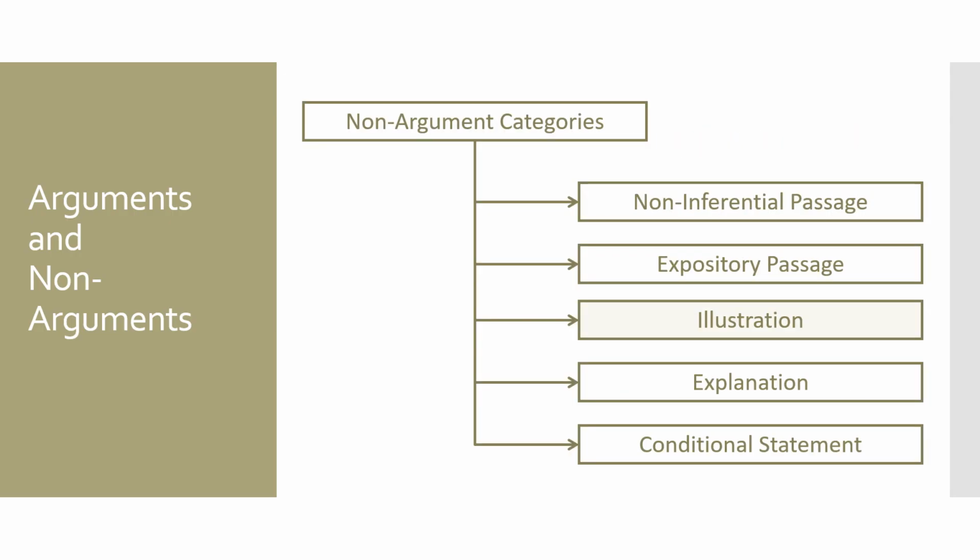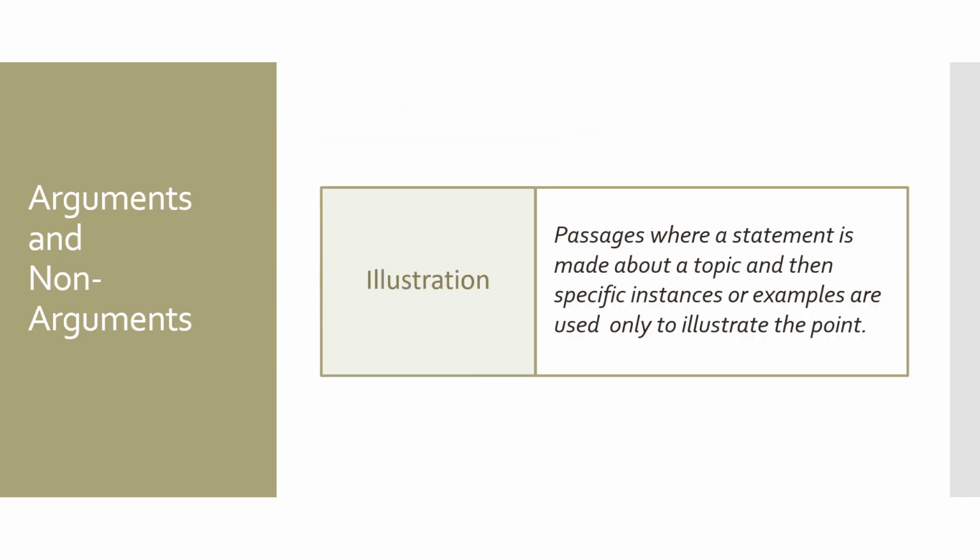So to move on to the next category of non-arguments, an illustration. An illustration is essentially a passage where a statement is made about a topic, and then specific instances or examples are used, but only to illustrate the point. So what we do is we turn to examples not to prove something to you, but to basically show you what I mean by something.